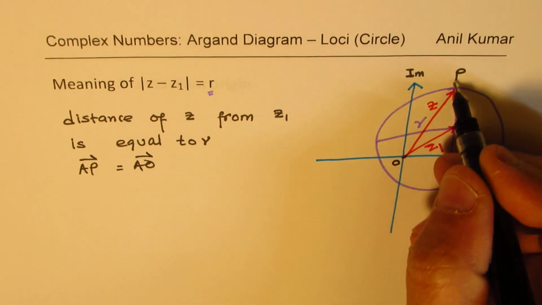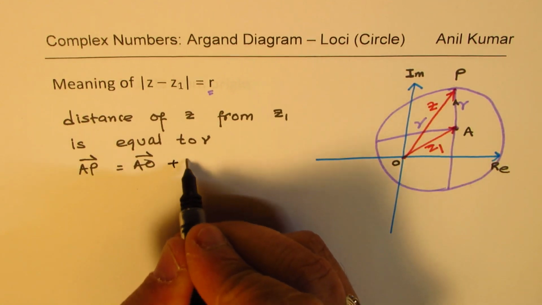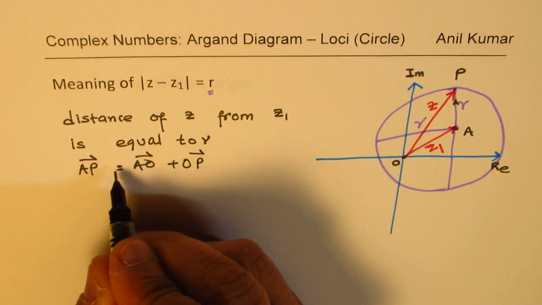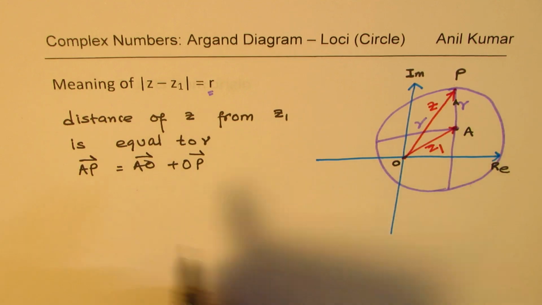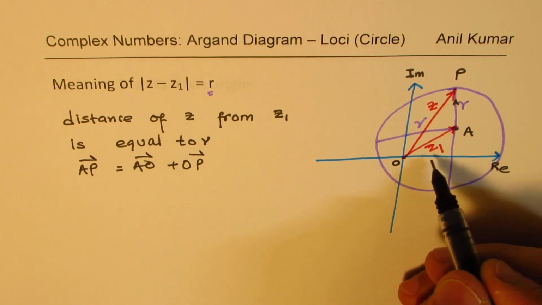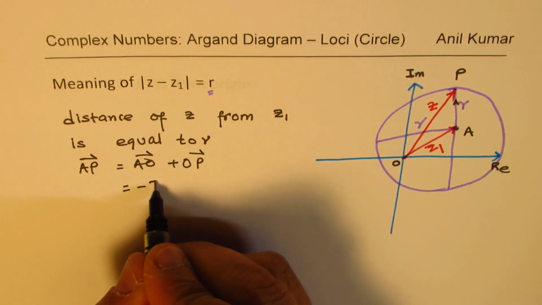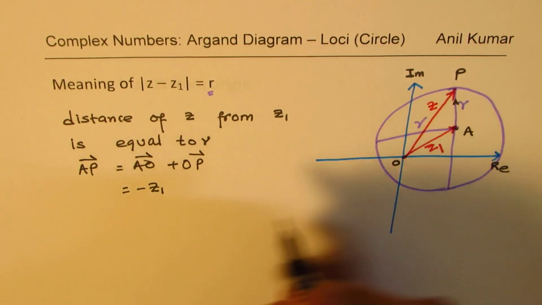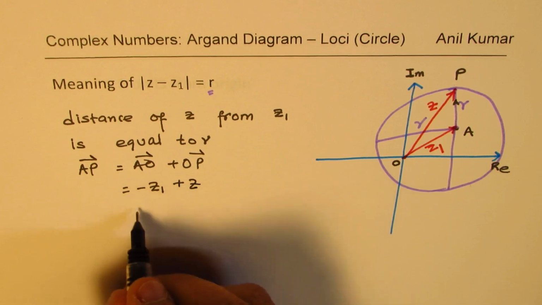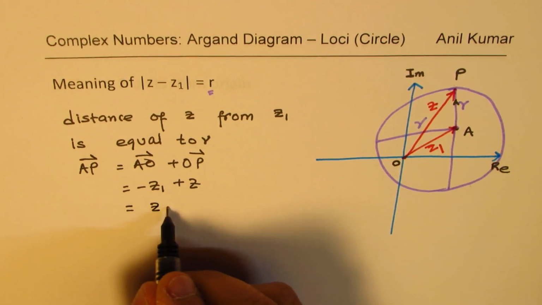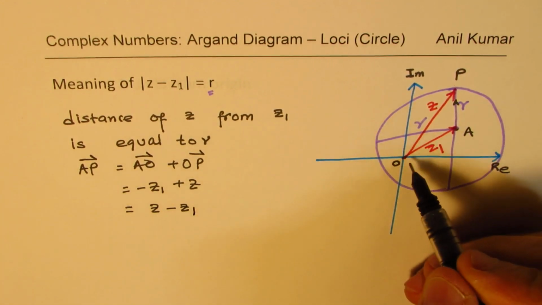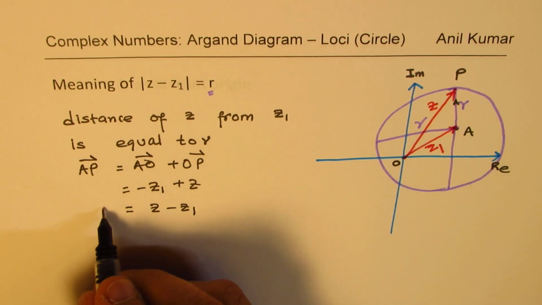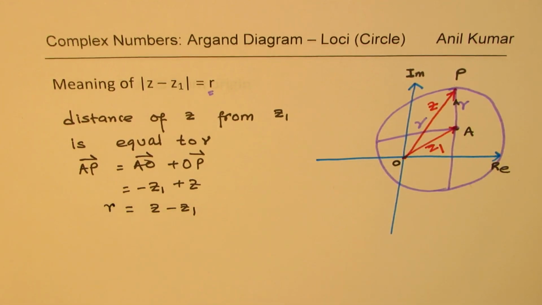And then from 0 to P, right? So then from 0 to P. So that is my A to P, right? Now, going from A to 0 is minus Z1, correct? And from O to P is Z, right? So now I could write this as Z minus Z1. And A to P is R for us, so that's how we get this equation.